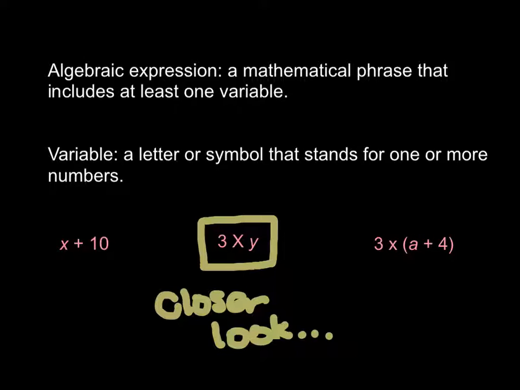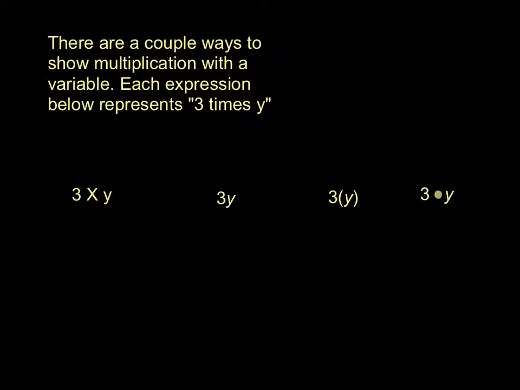I'm going to show you something kind of interesting. We're going to take a closer look at 3 times Y. There's a couple of ways to show multiplication with variables, and you'll see this any time you take algebra. We still see 3 times Y shown with the little X multiplication symbol in the middle. But sometimes you'll see it with just 3 right next to the Y with no spaces. That also means multiplication. So if you see 3Y like this, it means 3 times Y.